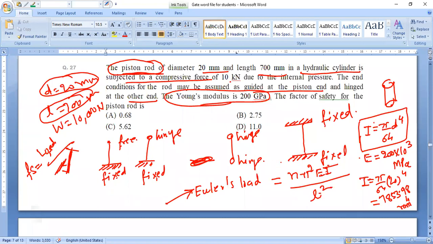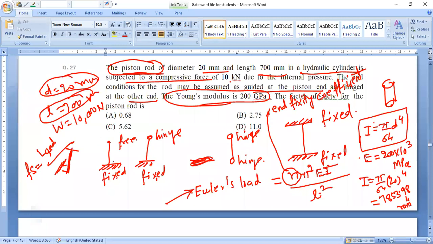Now come to this n. What is this n? This n is known by a name. It is the end fixity coefficient. It is determined with the help of end conditions.